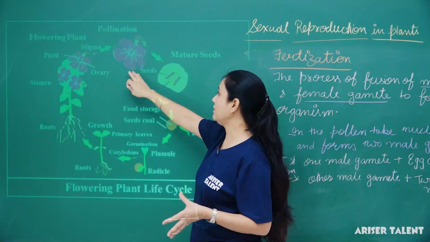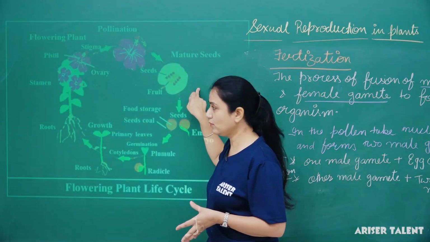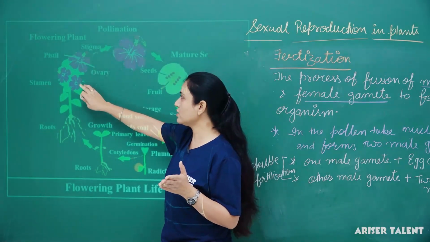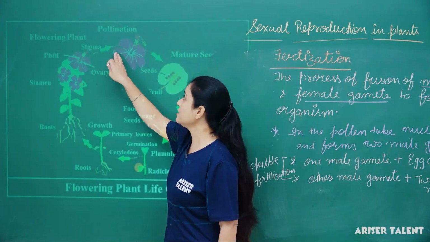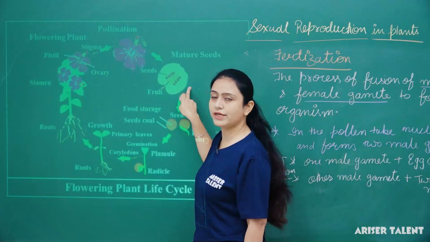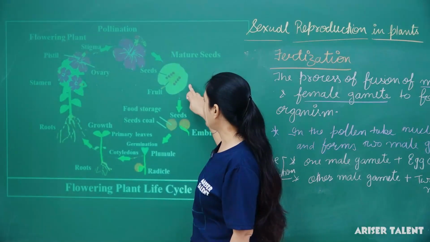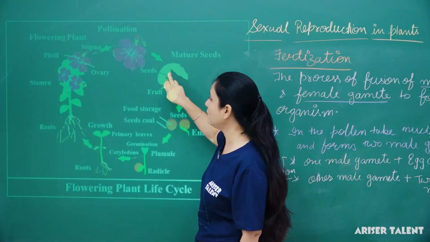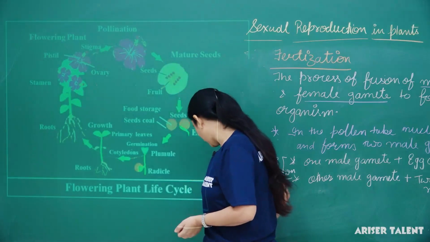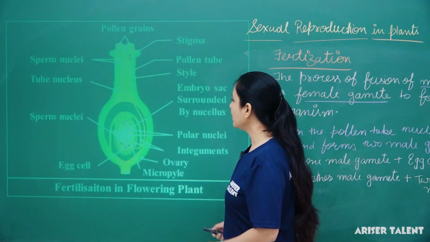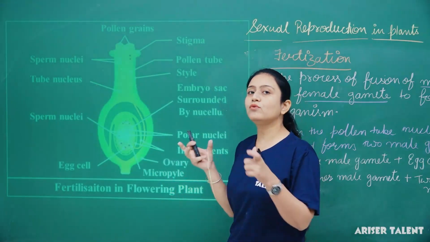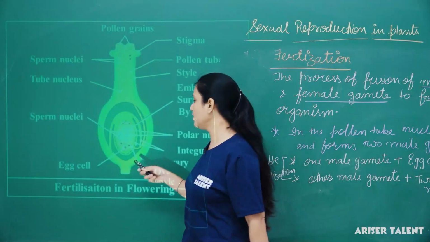Then it converts into a mature seed. As I told you, the plant grows, and I told you the structure of the flower, pollination has taken place, fertilization has taken place here. Then after fertilization a new seed is formed. And fruit is formed in the ovary. I told you that fertilization takes place in the ovary in the previous diagram. Then a fruit is formed as the result.